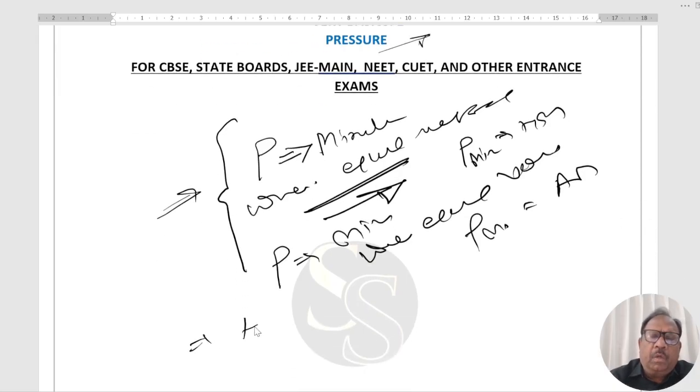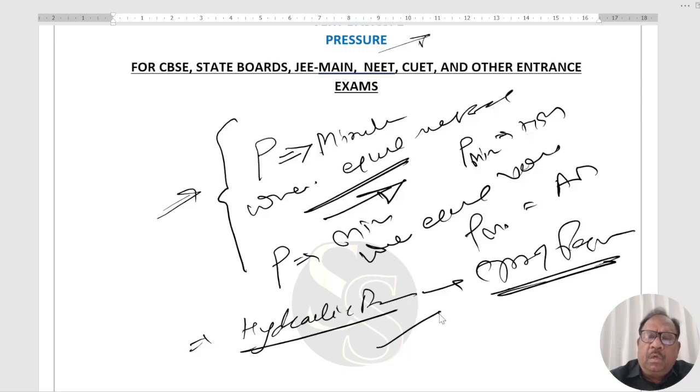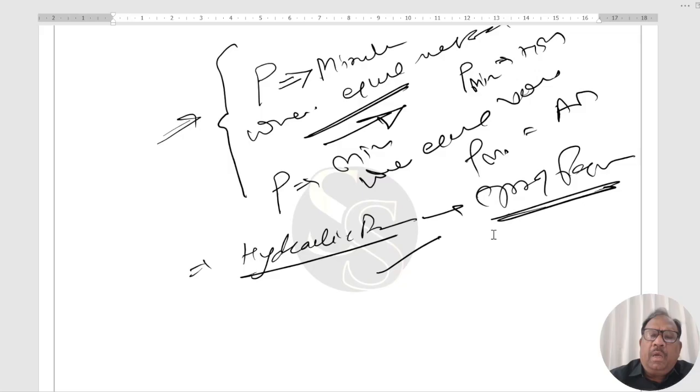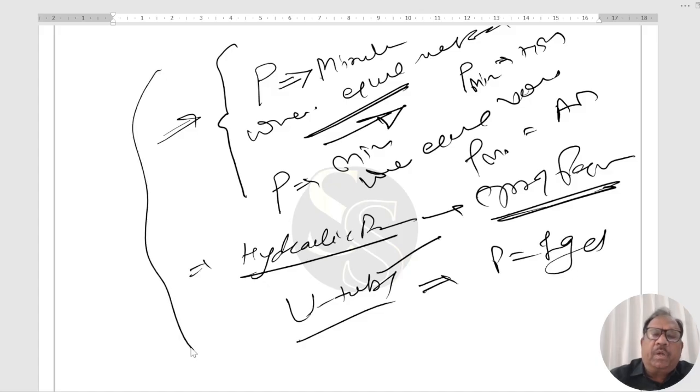Also, the hydraulic press, that is an application of Pascal's law, is being cleared through illustration, and also the application of U-tube using the concept of P equal to h rho g. All points are very important. Please go through the session. Now let's start with the question and concepts.